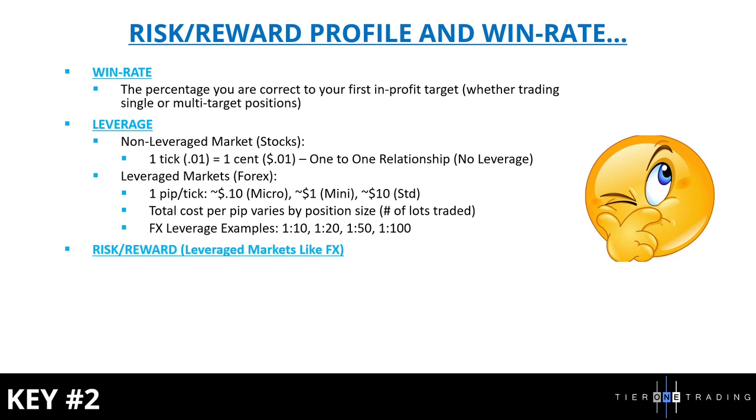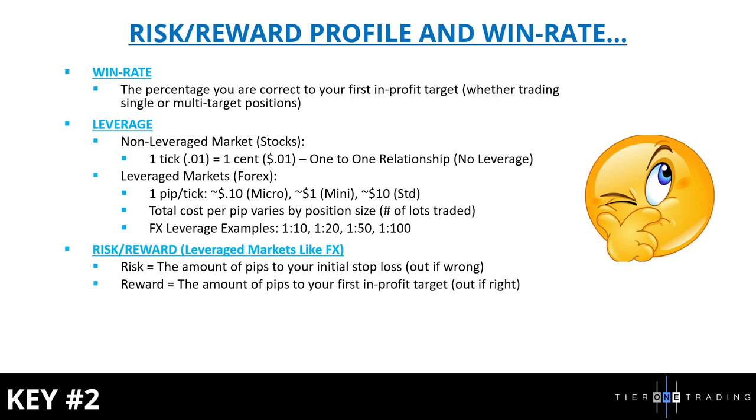So how does risk reward work in leverage markets like Forex? Well, the risk in our case is going to be the amount of pips, or ticks if you're trading futures, to your initial stop loss. This is where you're going to get out if you're wrong. That's what a stop loss is. That's your risk. What's your reward? The amount of pips or ticks to your first profit target. If you're trading multiple targets or even just one, it's that first target typically. This is where you're going to get out if you're right. Everyone gets that. The ratio is obviously the relationship between the two, the comparison between risk and reward.